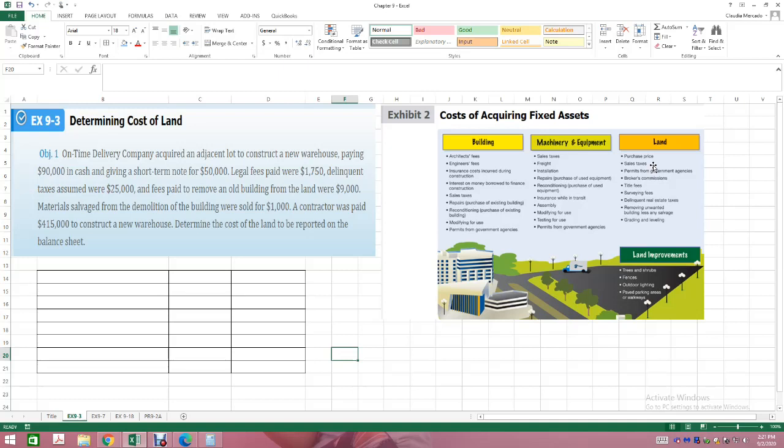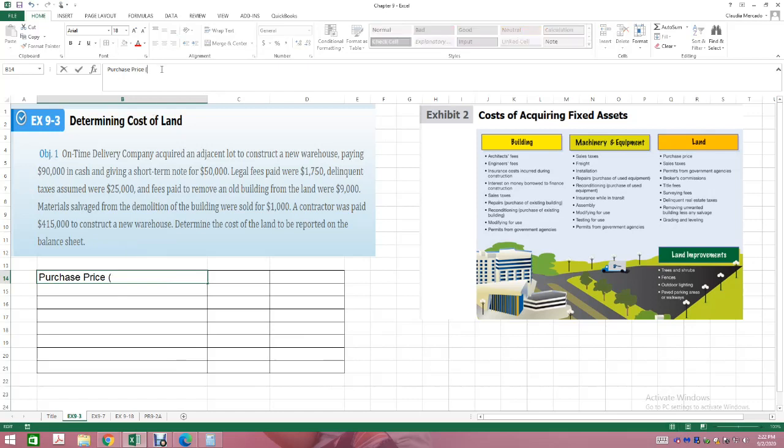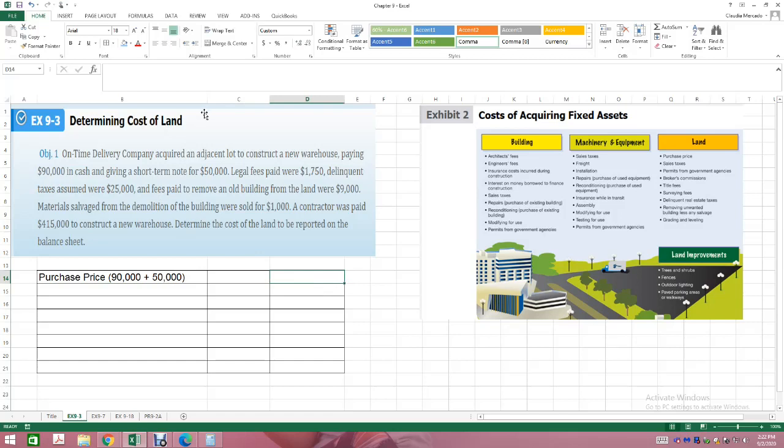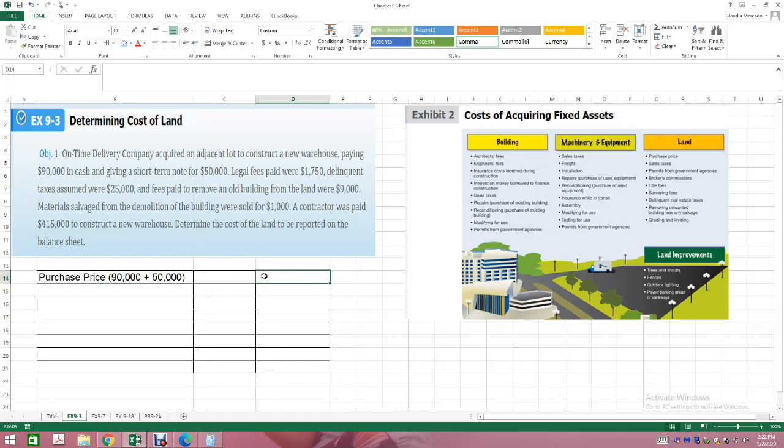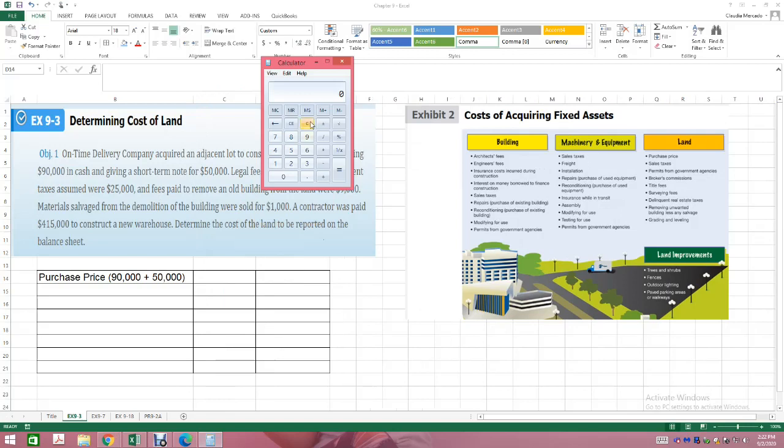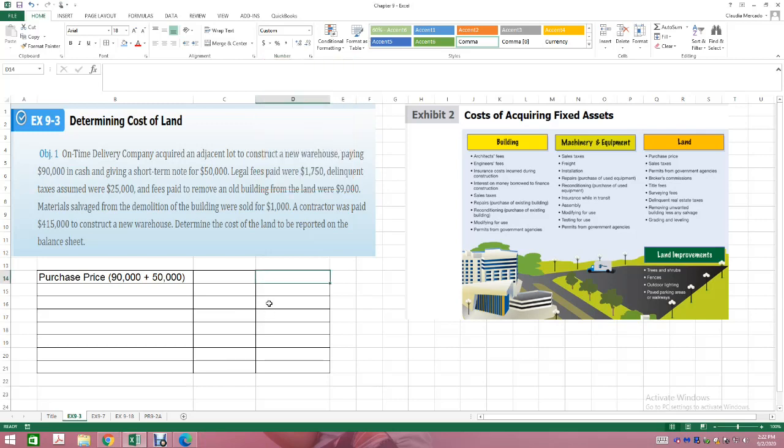So we're going to start off with the purchase price. Okay, how much did we pay for the land? Well, it says here that you paid $90,000 in cash, and you also have a short-term note for $50,000. Okay, so the purchase price is going to be your $90,000 plus the $50,000 of the note. So you owe the bank $50,000 and you paid $90,000 in cash. So that's, let me get my calculator out. That's $90,000 plus 50. That's $140,000.